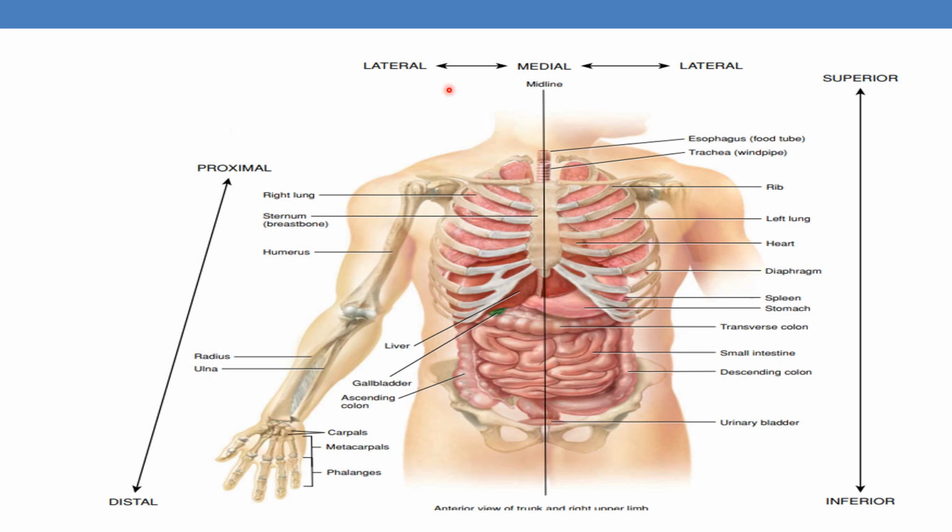Here you can see lateral means away from the midline. Medial means towards the midline. Superior means towards the head. Inferior means away from the head. Proximal means nearer to the attachment of a limb to the trunk. Distal means farther from the attachment of a limb to the trunk. This is the midline, which is an imaginary line that divides the body into equal right and left sides.